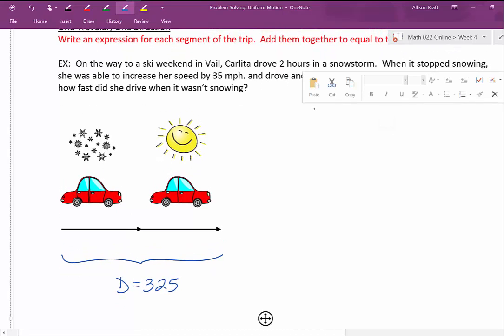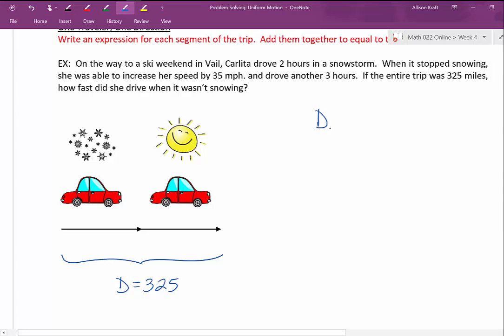The distance traveled when it was snowing plus the distance she traveled when it wasn't snowing, when it was sunny out, equals the total distance traveled. What we want to do is write a distance expression for when it was snowing, one for when it wasn't snowing, add those together, set them equal to 325. We're going to need a rate and time for each part of the trip.